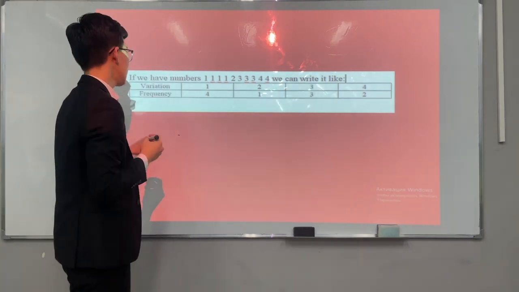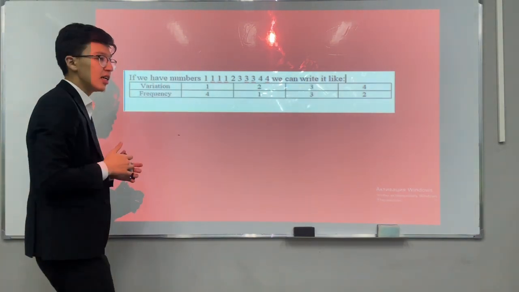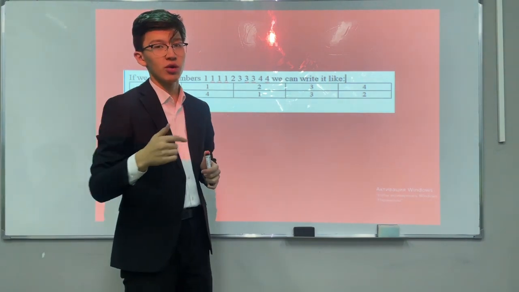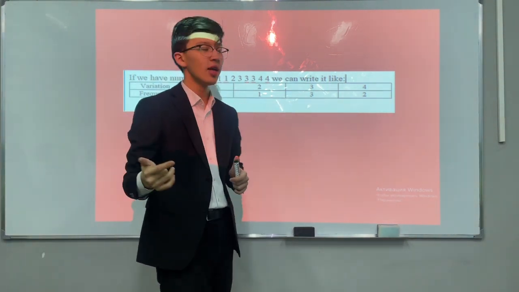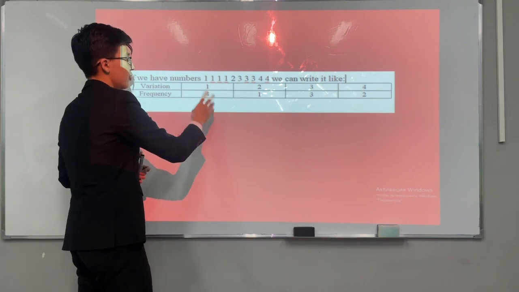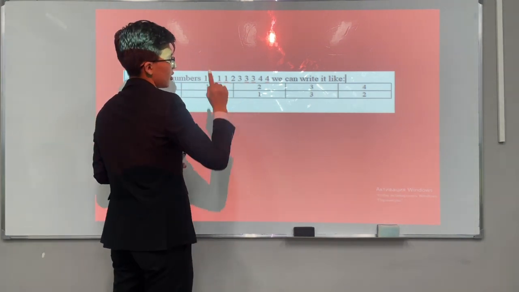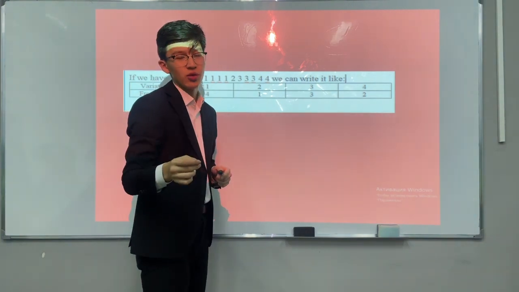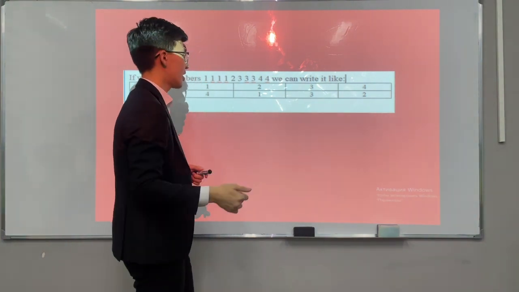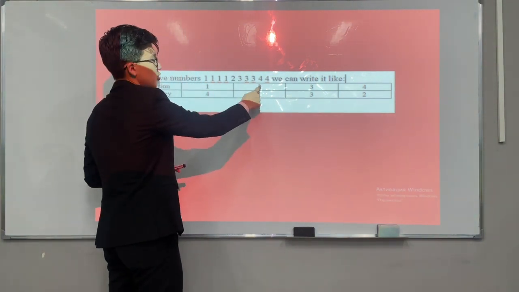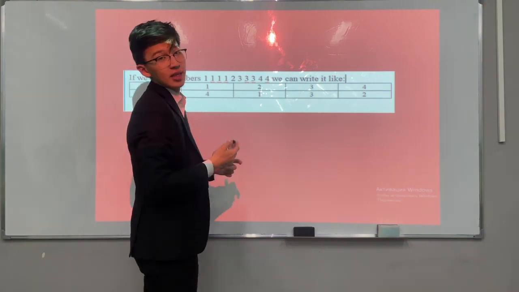As we said, the frequency is how many times a number in the variation is repeated. For example, the 1 is repeated 4 times, so the frequency of 1 is 4. The 2 is repeated only one time, so the frequency of 2 is 1, and so on.